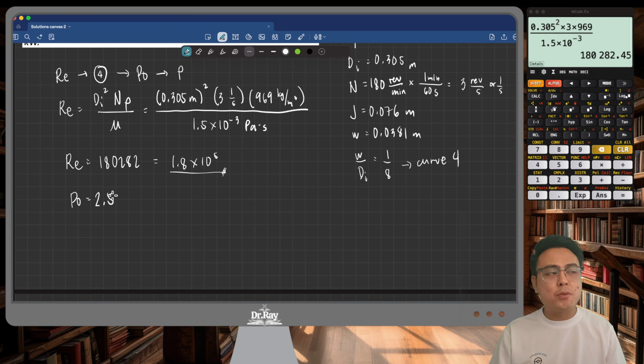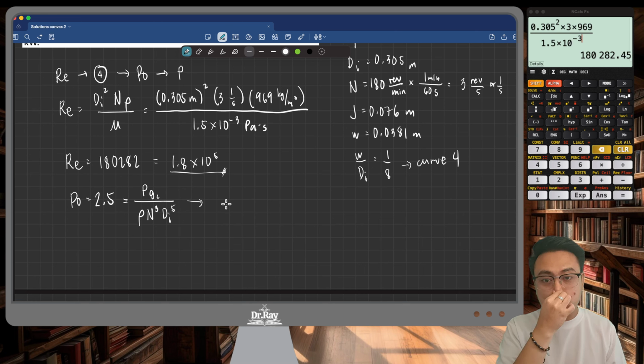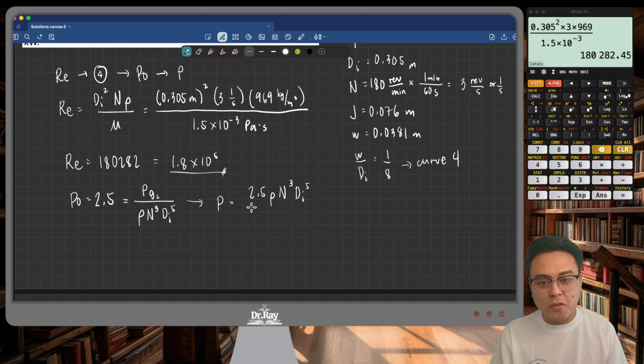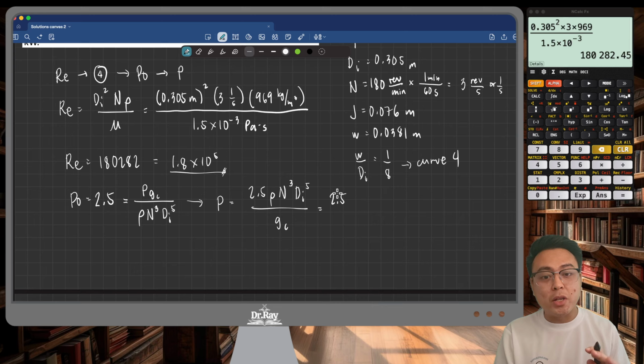And it is from this power number that you're now able to calculate the power requirement. Remember the definition of the power number, that is power times gc over density, impeller speed cubed, impeller diameter raised to the fifth. Rearrange this one. The power is equal to 2.5 times density, impeller speed cubed, impeller diameter to the fifth over gc. Now let's try to substitute everything and look at the units. 2.5 is the power number, it's dimensionless.